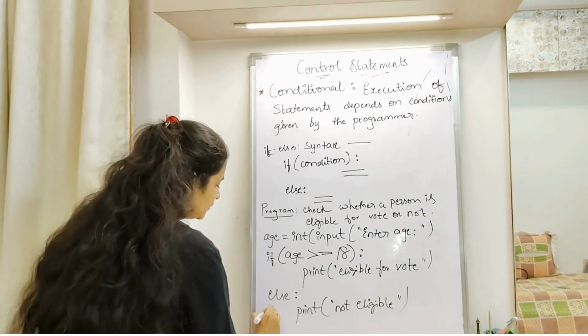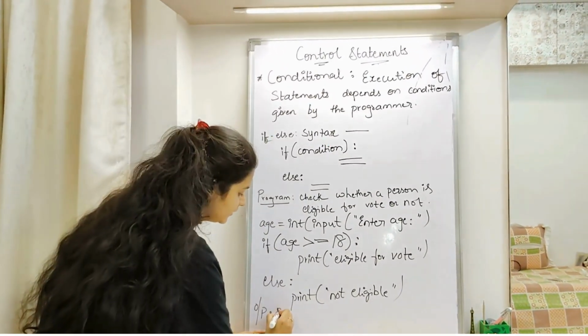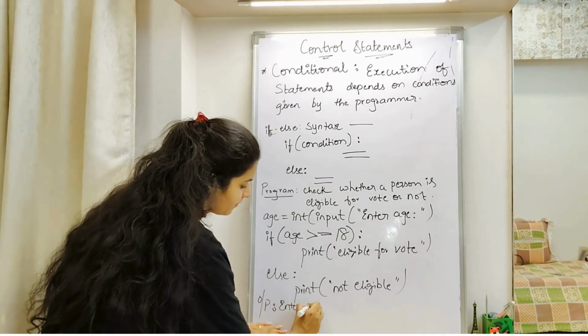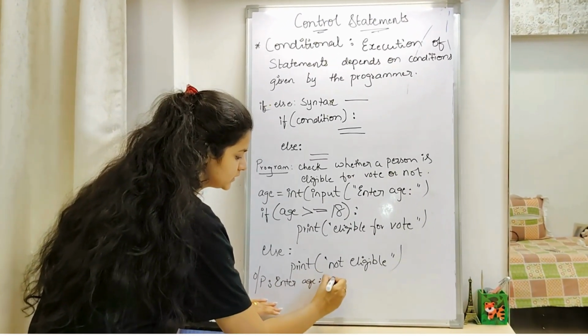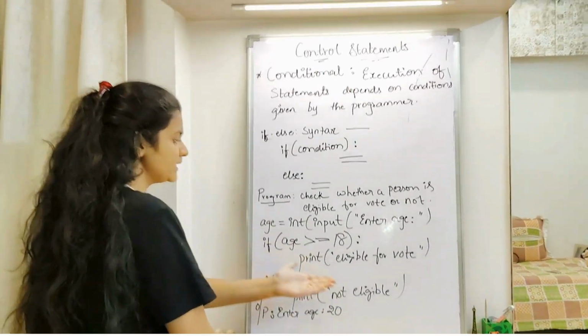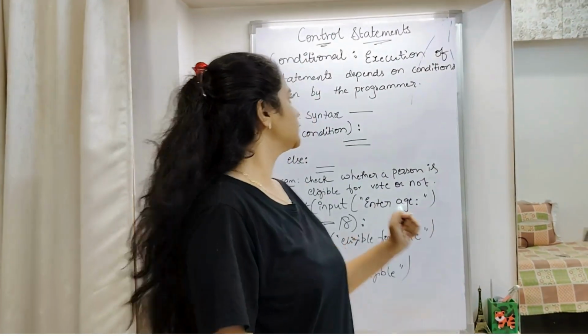So here in the output you will get "enter age". I am giving something like 20, right? So it will print "eligible for vote". So this is how if else works.